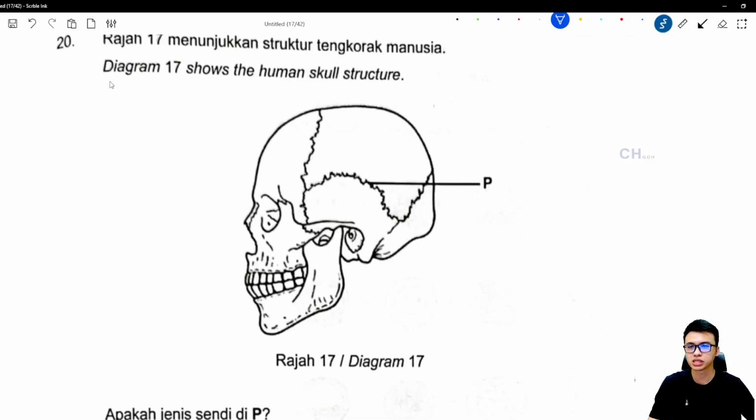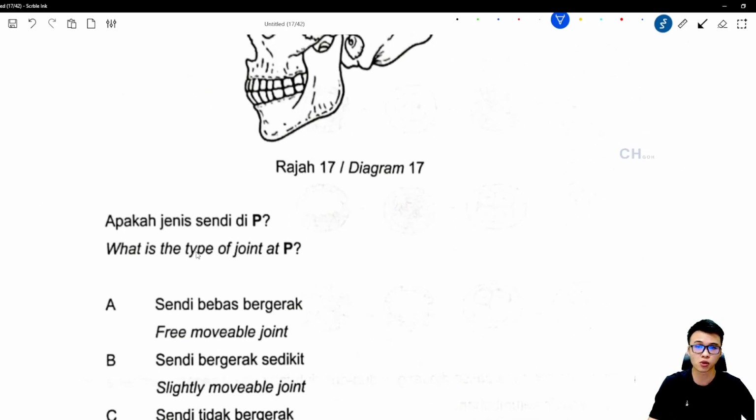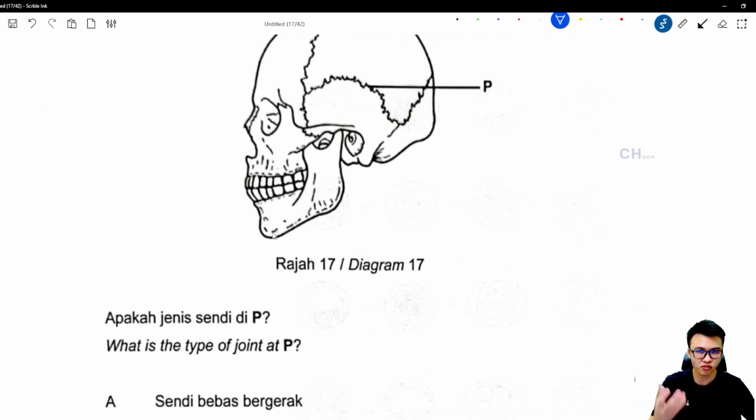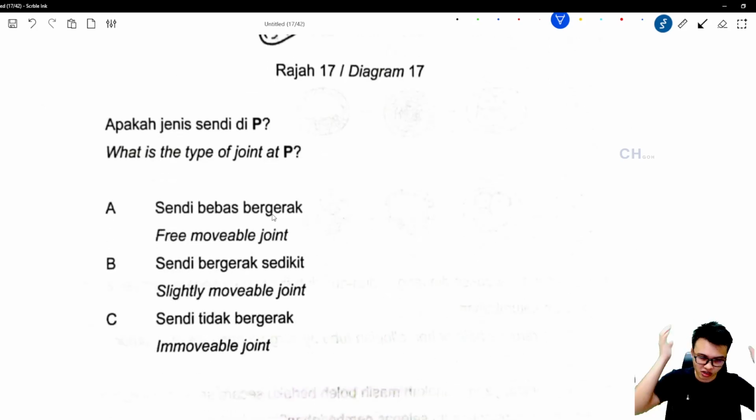Okay, question 20. Diagram 17 shows the human skull structure. We have the P. What is the type of joint at P? Now, can you move your skull? You cannot move your skull, right? You cannot lift up your skull. You cannot just open like this and then close it back. So when you cannot open or move the joint, we call this an immovable joint. So the answer here should be C.